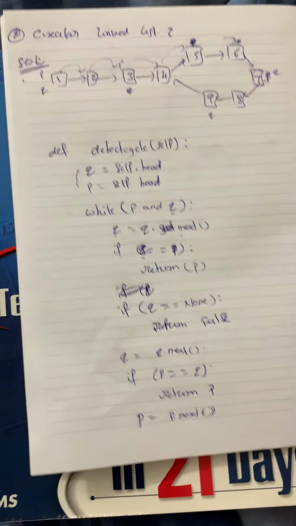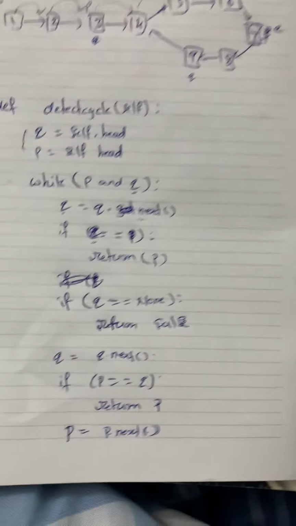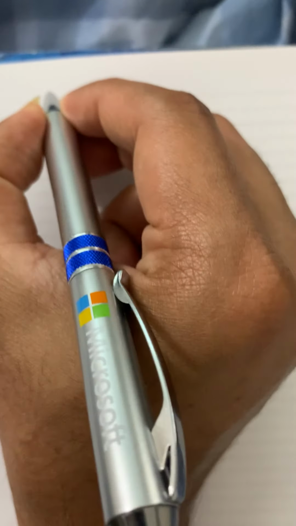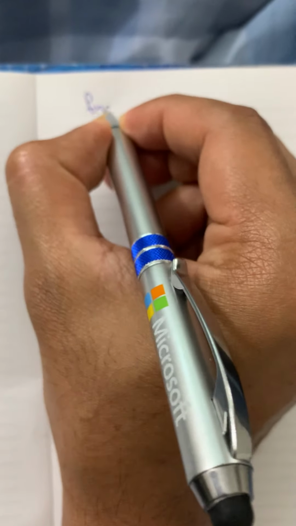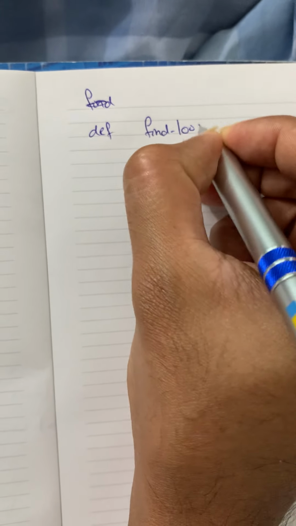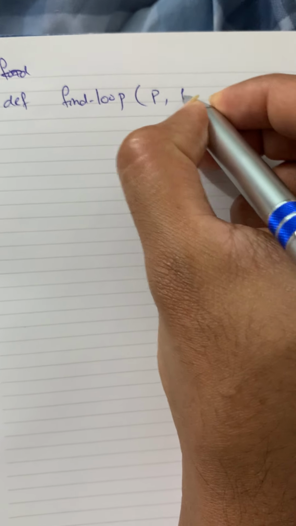So now we have to write another function. This is the follow-up question, where we have to find where the circle starts. Since we are already returning p, I will just write find loop. So define find loop. It is going to take p and the head node.